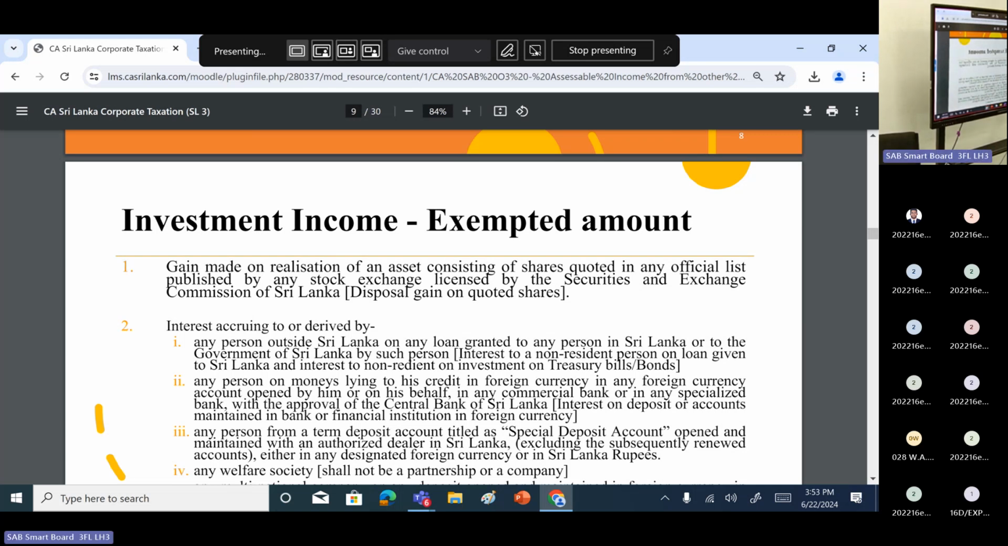This is coming under the investment income: gain made on the realization of assets, an asset consisting of shares. Simply put, if any person disposes of a quoted share, it is exempt from tax, exempt from income tax. So share, it is coming under what type of asset?